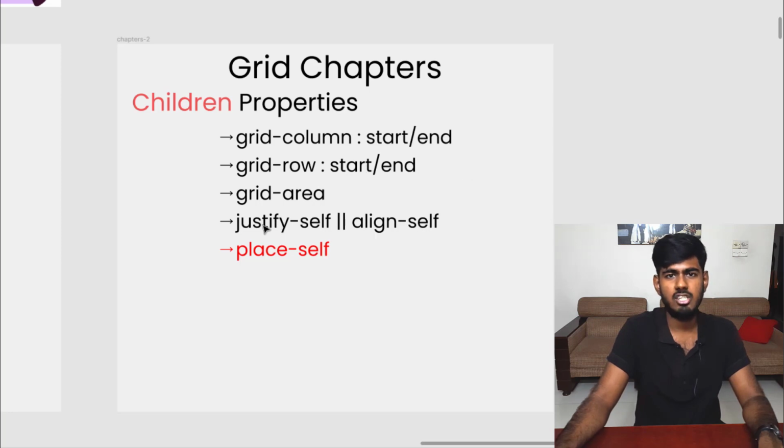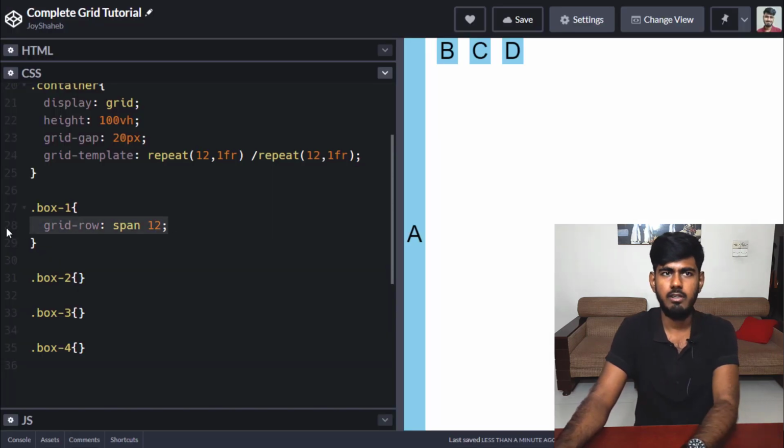Now let's discuss the justify self, align self and its shorthand called place self. Alright then, just remove this one over here.